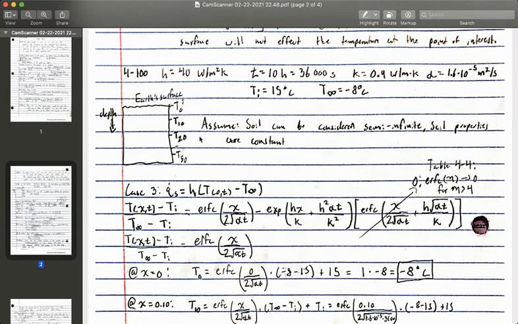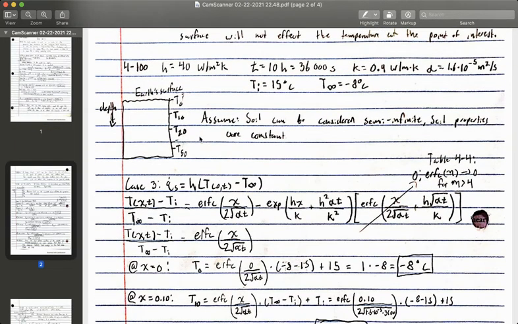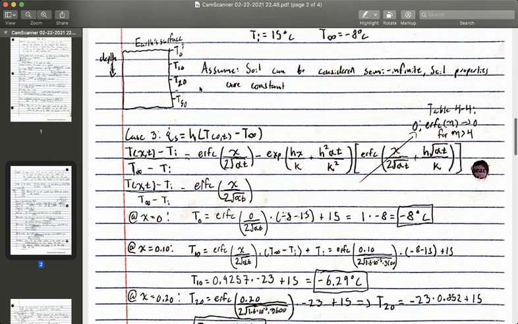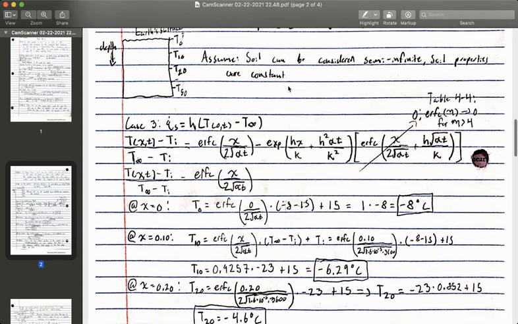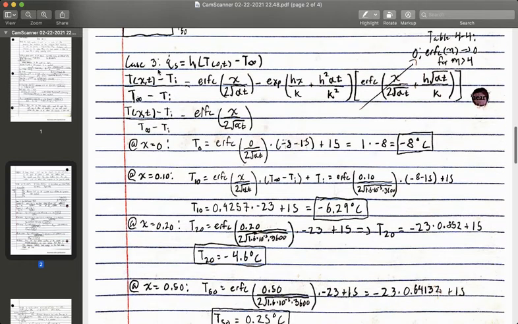The next problem is about the temperature of the Earth's soil at varying depths after a cold front moves in. So the initial temperature of the surface is going to be higher, 15 degrees Celsius, than the surrounding temperature of negative 8 degrees Celsius because that cold front moved in. So we're assuming the soil can be considered a semi-infinite medium since we're talking about the mass of Earth, and the soil properties are going to be constant. This is case 3 from our notes where there's convective heat transfer.